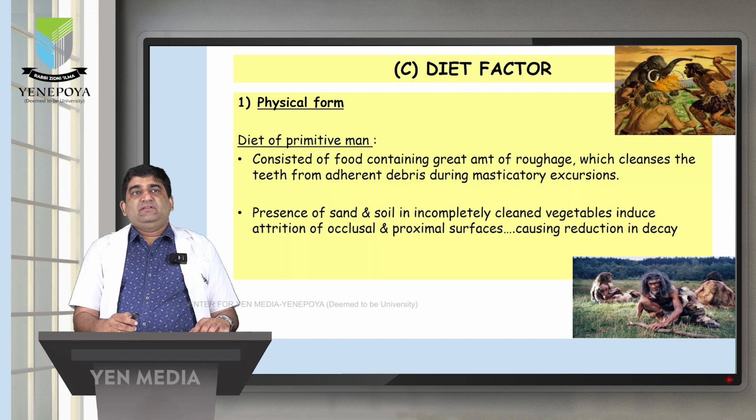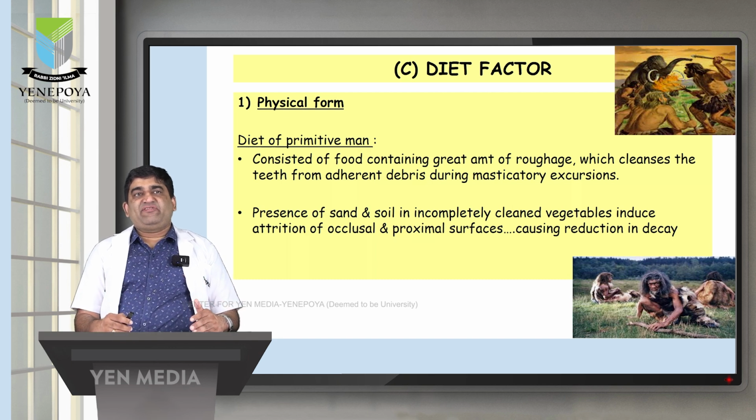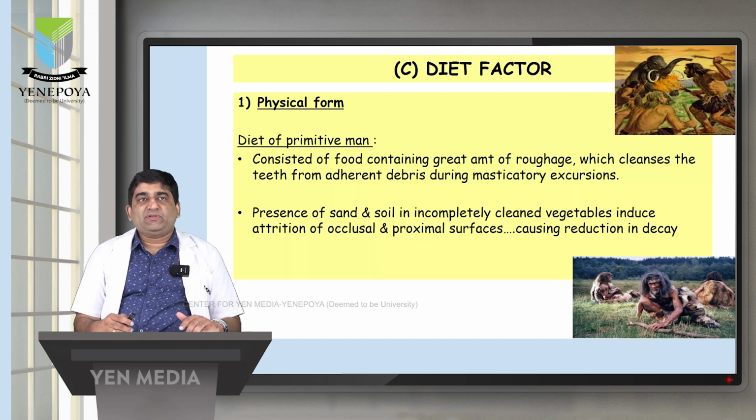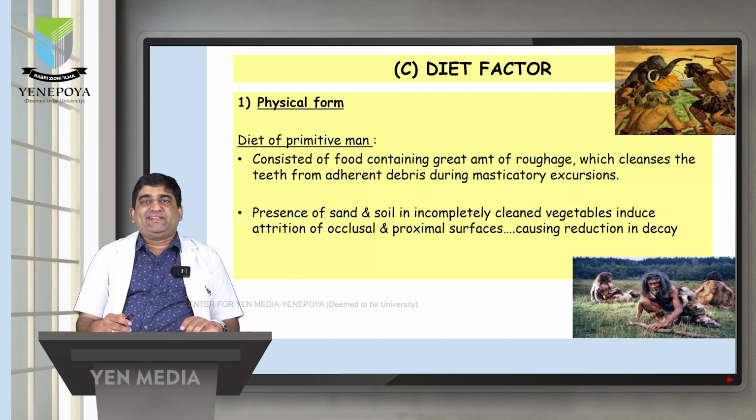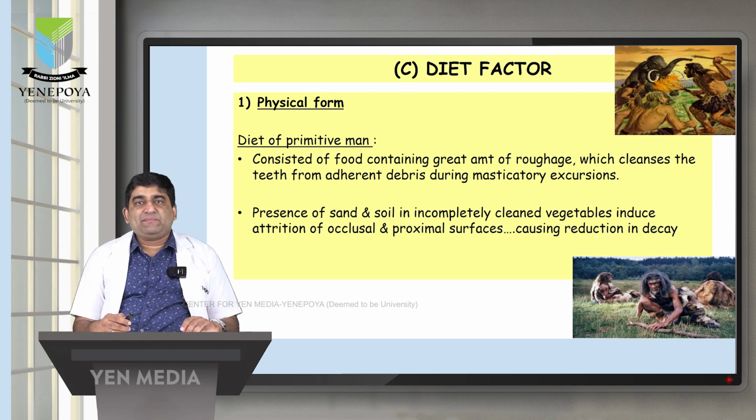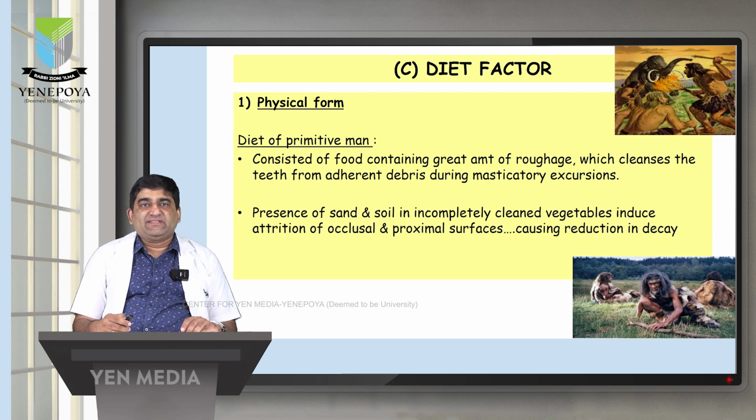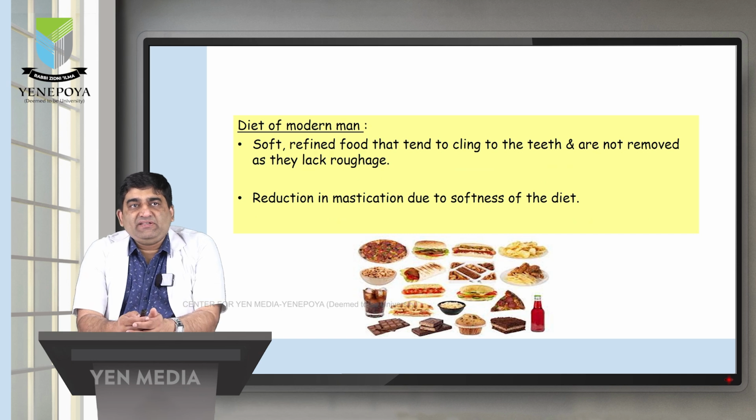Now, diet. This comes in the host factor. The physical form. The diet of the primitive man, as I told you, contains food which had a large amount of roughage and cleanses the teeth from adherent debris during the masticatory process. The presence of sand and soil in incompletely cleaned vegetables induced occlusal and proximal surface attrition, which causes a reduction in the decay. The diet of the modern man is soft and refined, which tends to cling to the tooth and is not removed due to the lack of roughage, and reduction in mastication also is caused because of softness of the diet.